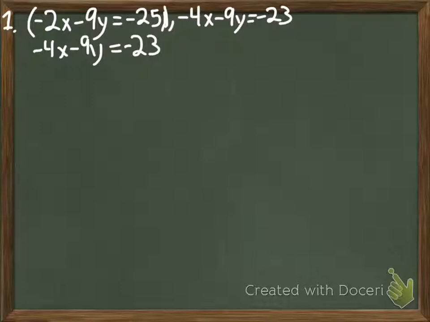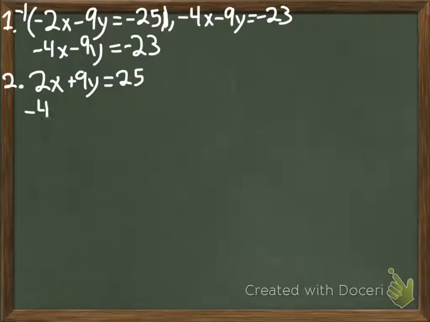So I need to multiply negative 9 by a number to make it a positive 9. And I know that multiplying by negative 1 will do that. So I'm going to multiply by negative 1. And when I do that, I have to multiply everything in that equation by negative 1. So negative 1 times negative 2x gives me 2x. Negative 1 times negative 9y gives me a plus 9y. And negative 1 times negative 25 gives me a positive 25. Now I didn't do anything to the second one, so I just rewrite it. Sometimes you will have to manipulate both, but this time I did not.